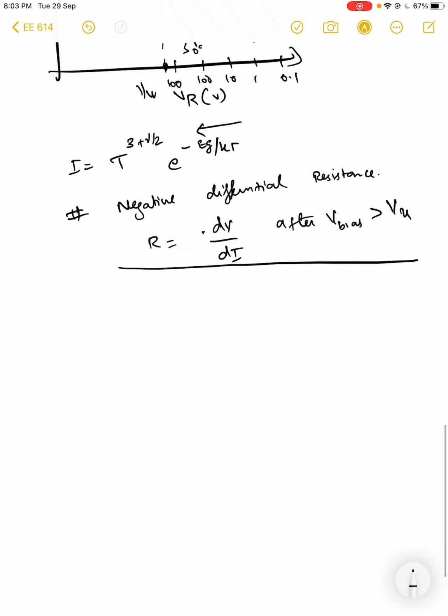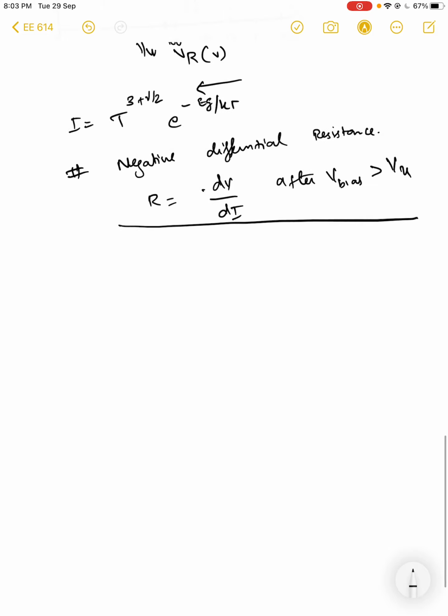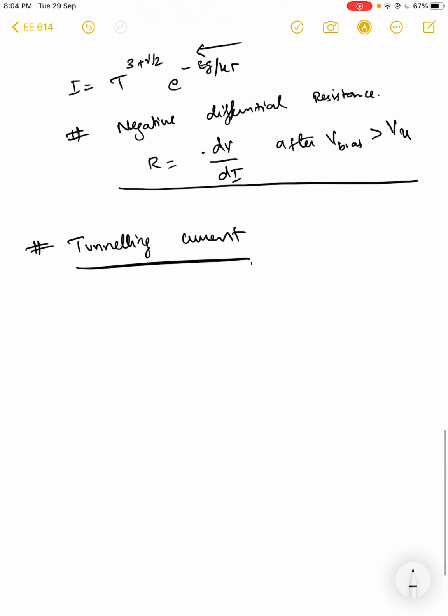Now let us discuss the other non-ideal characteristic, which is called the tunneling current. Once again, this is a phenomenon which is observed when you are under reverse bias. Let us once again consider a PN junction diode under reverse bias.